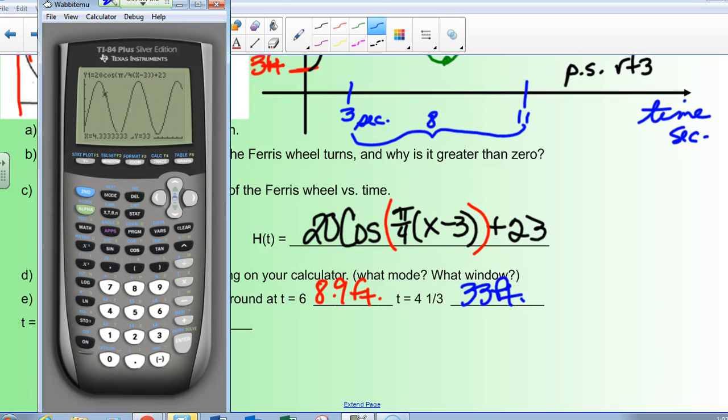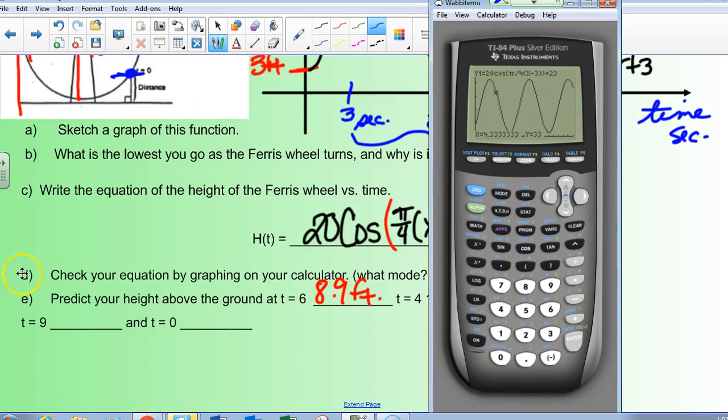What else did we have? 9 and 0. Can you guys fill those in? What was his height at the beginning, that random spot? 8.86, so about 8.9 feet. So he's about 9 feet up when they actually started the ride. So he must have been one of the last people on, you think? Maybe? I don't know. All right, we good?